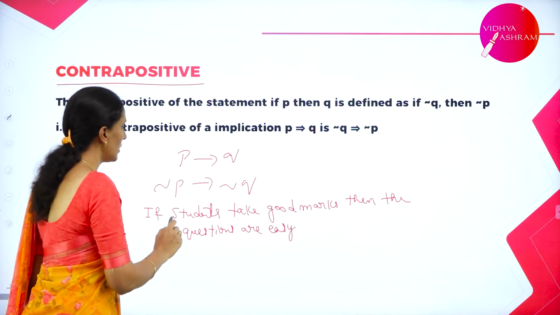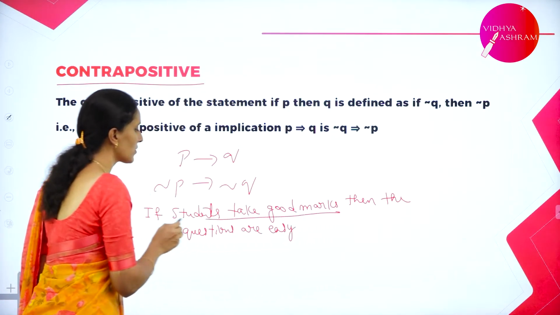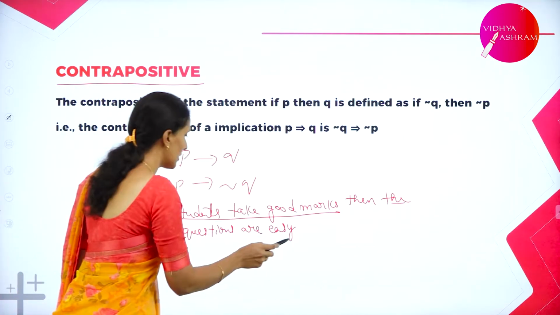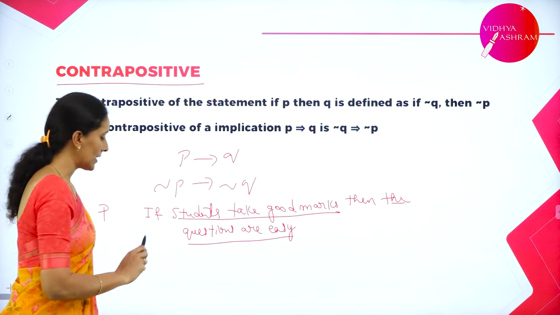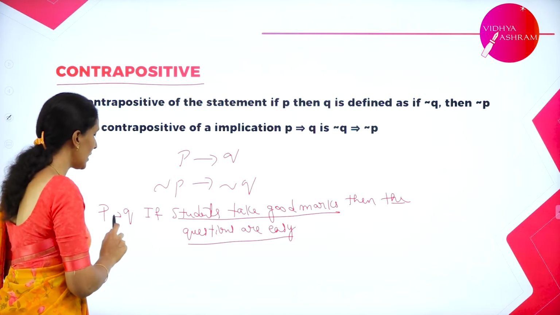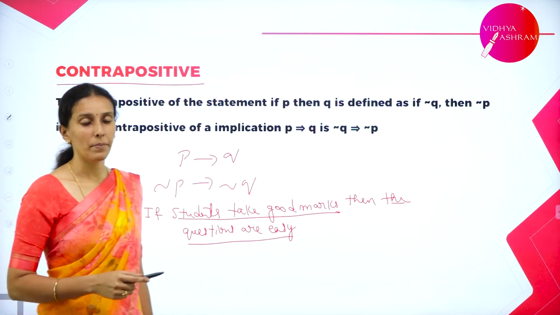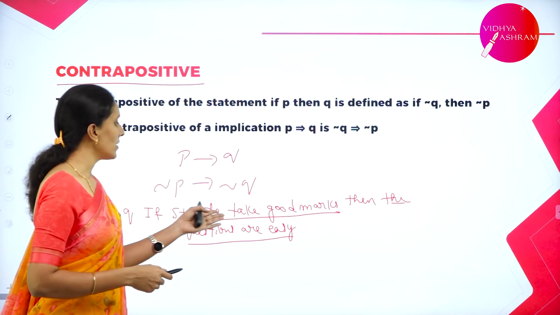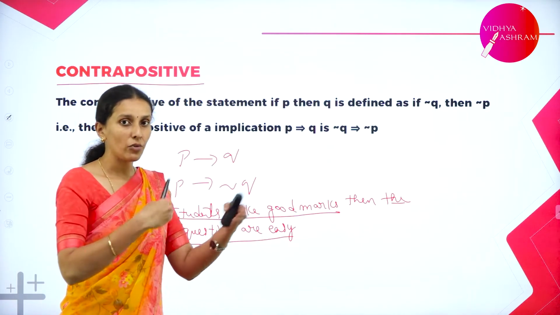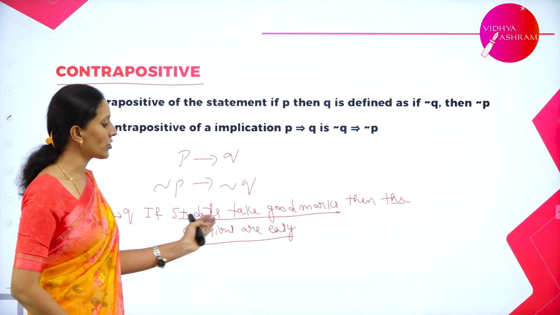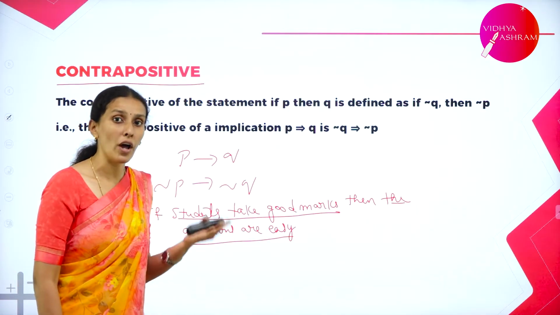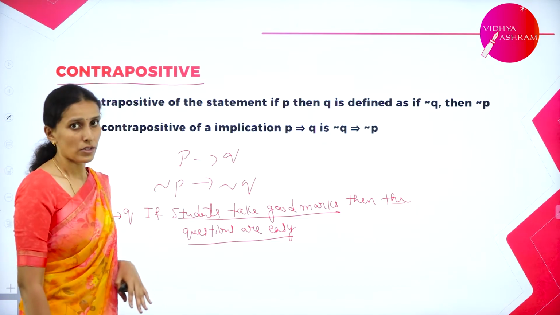Here, students take good marks is one statement, that is P. And the questions are easy is another statement, Q. We are connecting it with if then, so it is the implication statement, that is, P implies Q. If students take good marks, then questions are easy. If you write vice versa, if questions are easy, then students get good marks, that is the converse. Now what about the contrapositive?